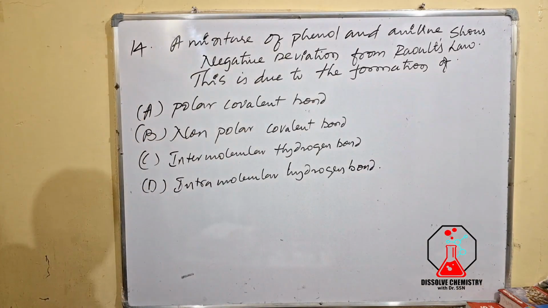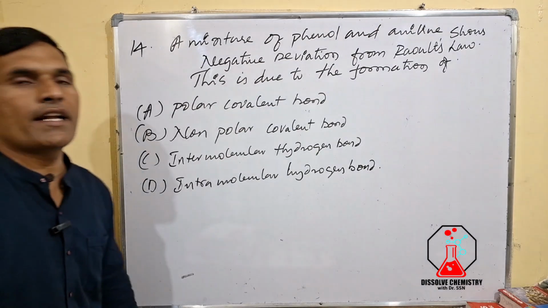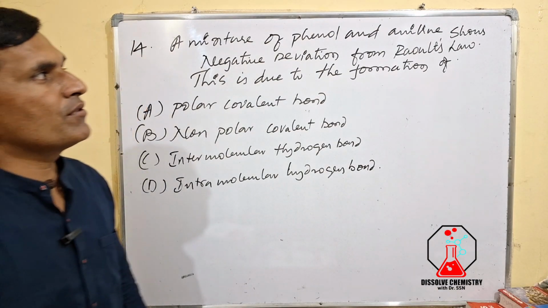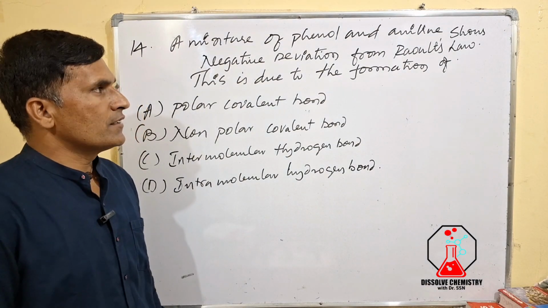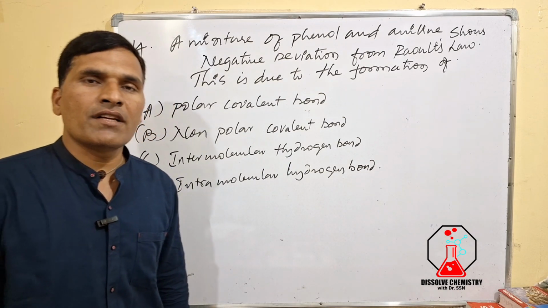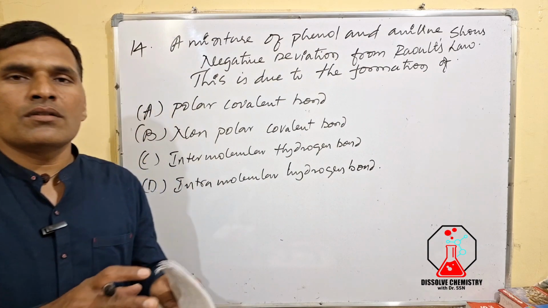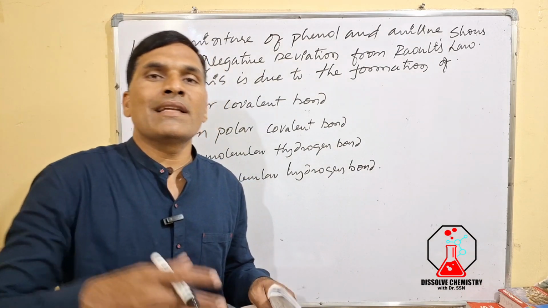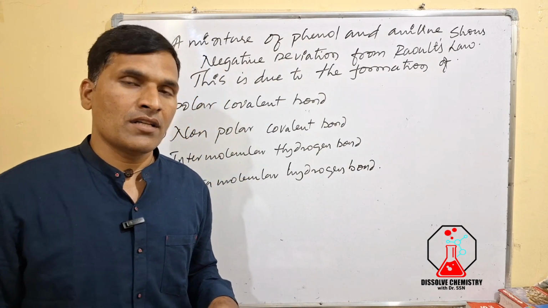Fine. All right, the 14th question: a mixture of phenol and aniline shows negative deviation from Raoult's law. This is due to formation of, is the question. Okay, negative deviation means the vapor pressure is lower than expected for an ideal solution.